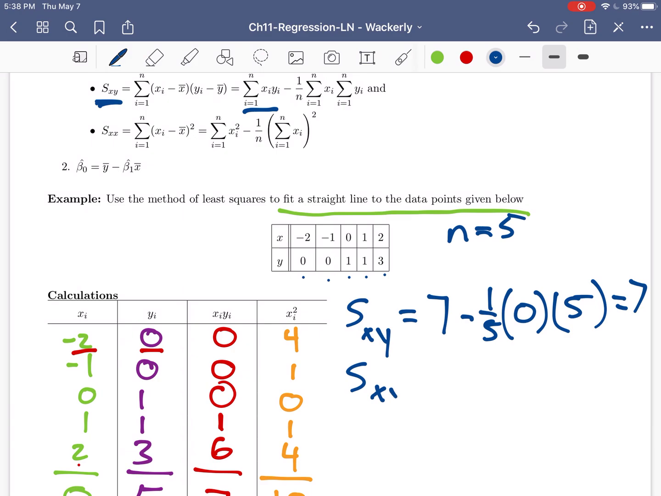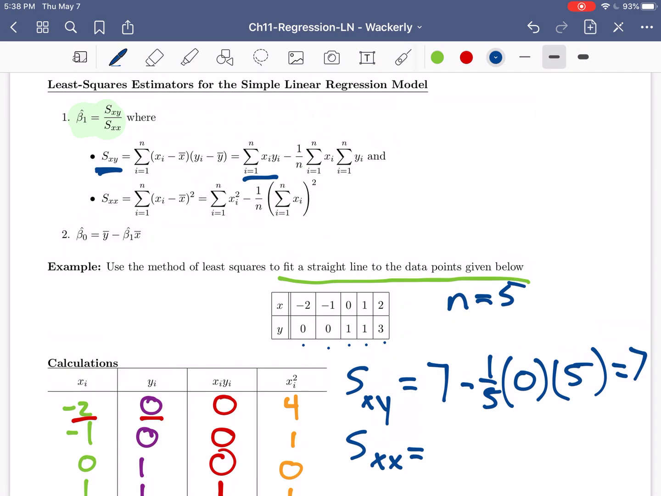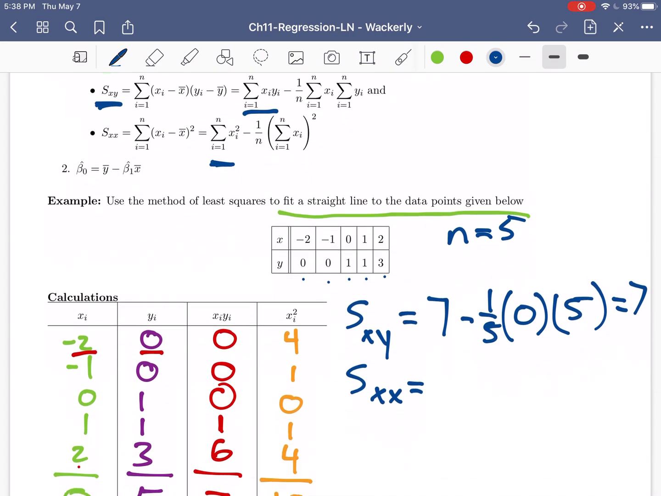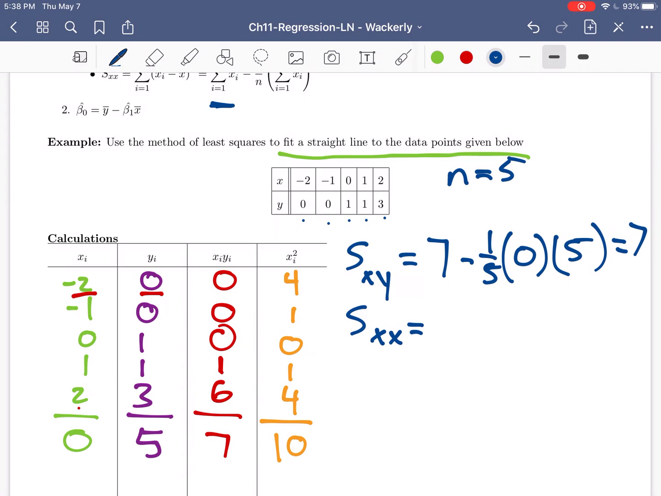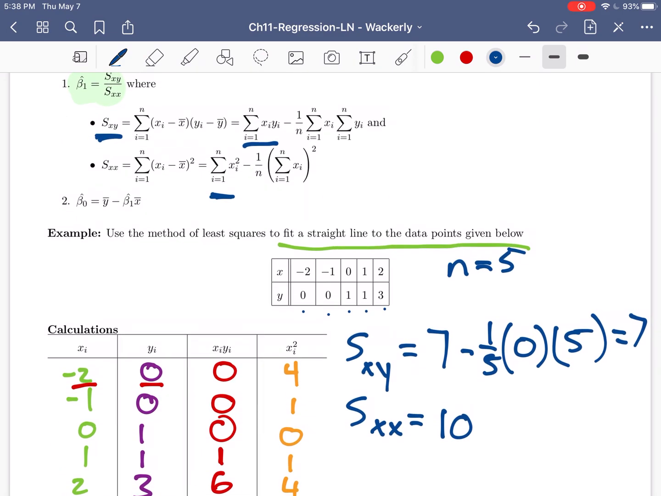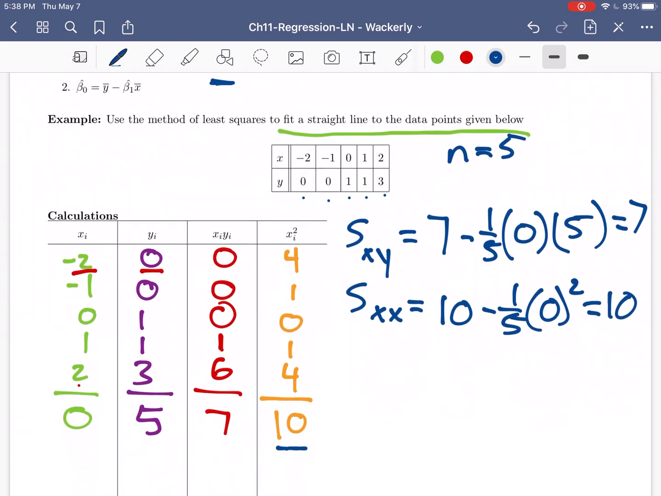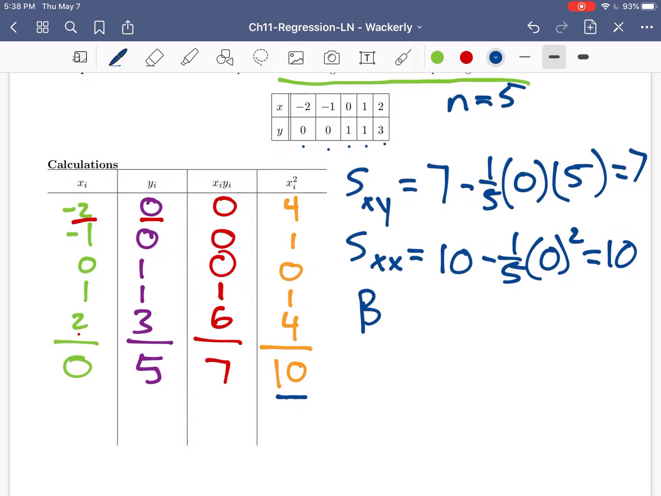S sub xx. That is going to be each of the x values squared, which was the x sub i squared, so that is the 10, that's the green, minus 1 over n, so 1/5, times the sum of the x values squared. And so now I can say beta 1 hat is equal to not 7, but instead 7 over 10, or 0.7.